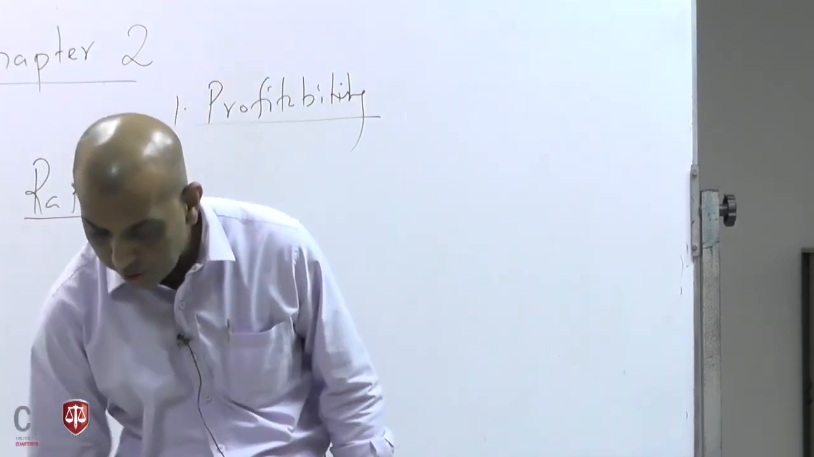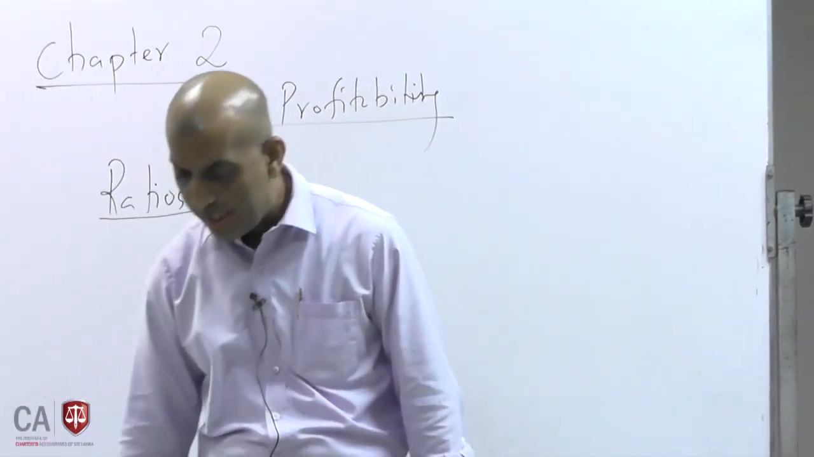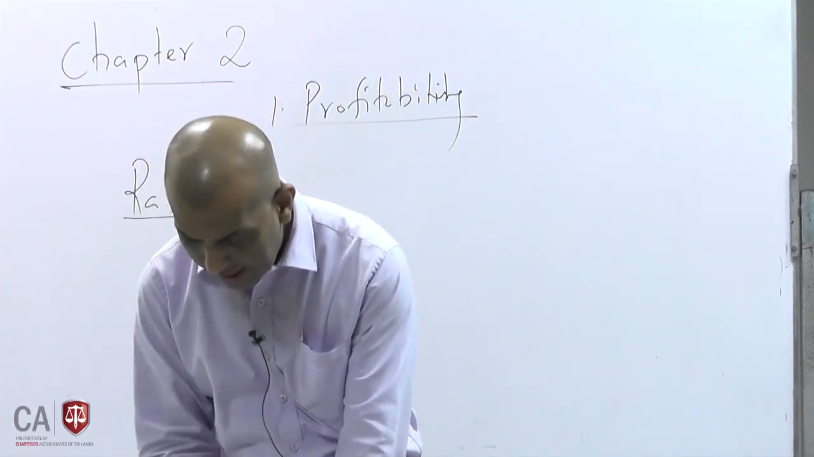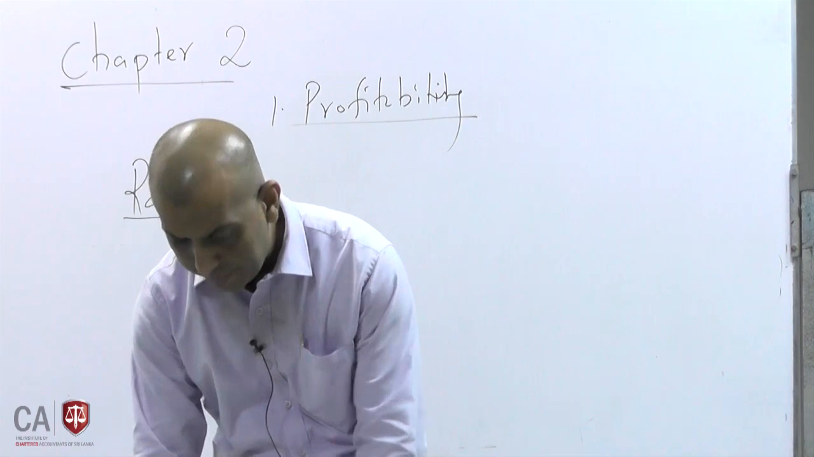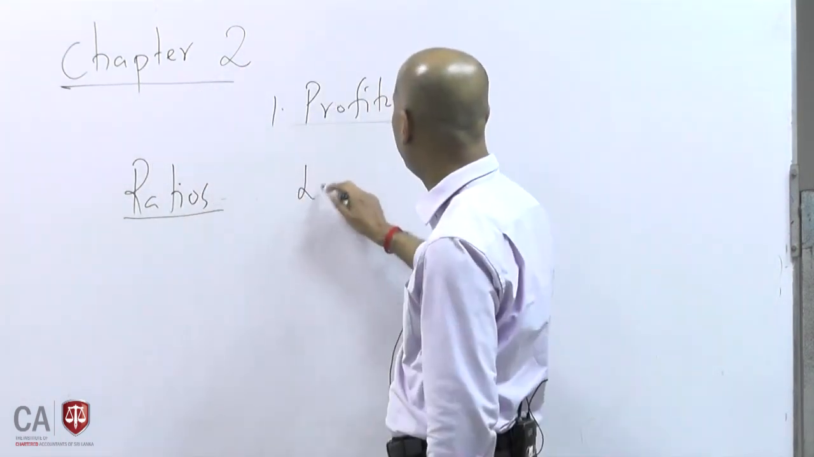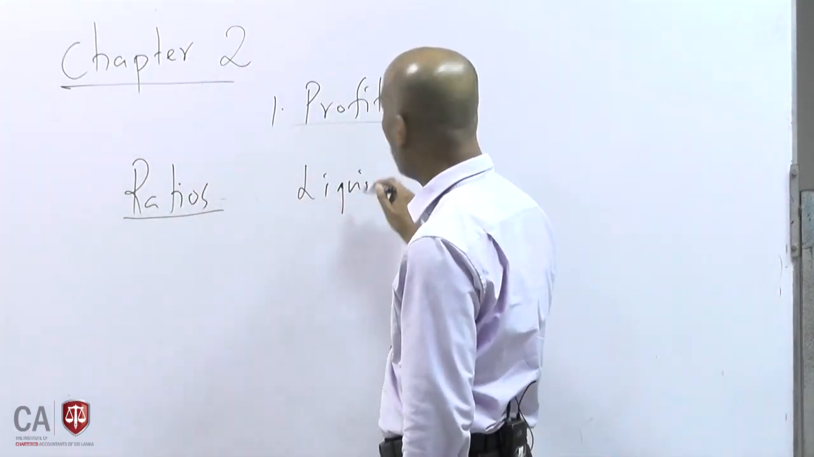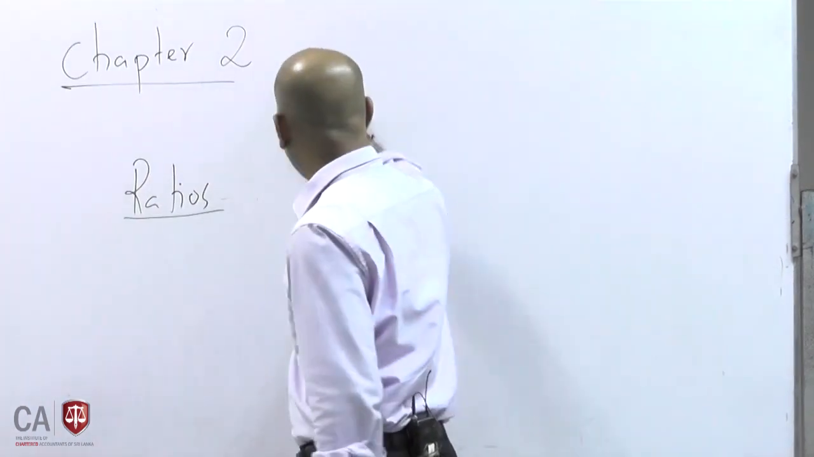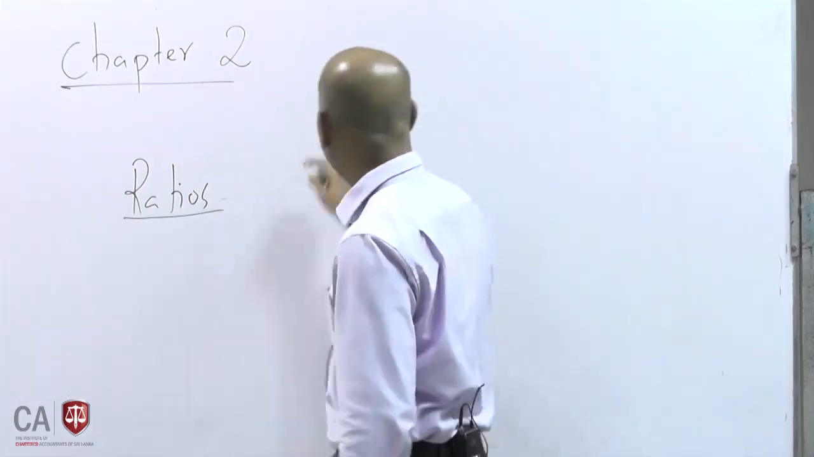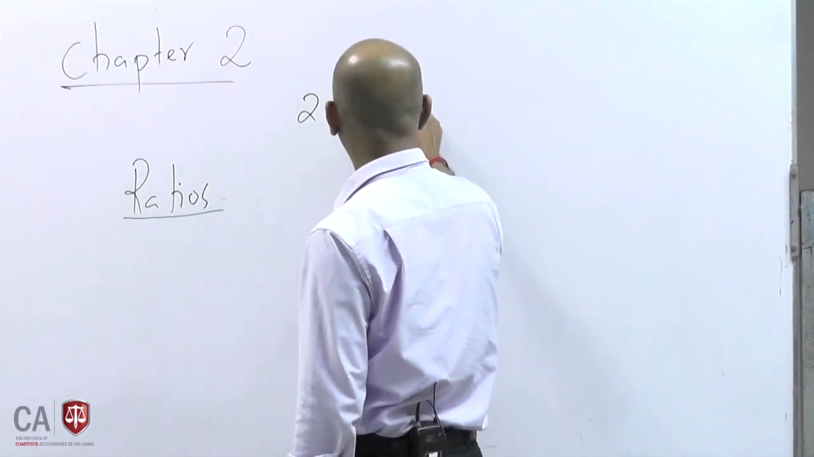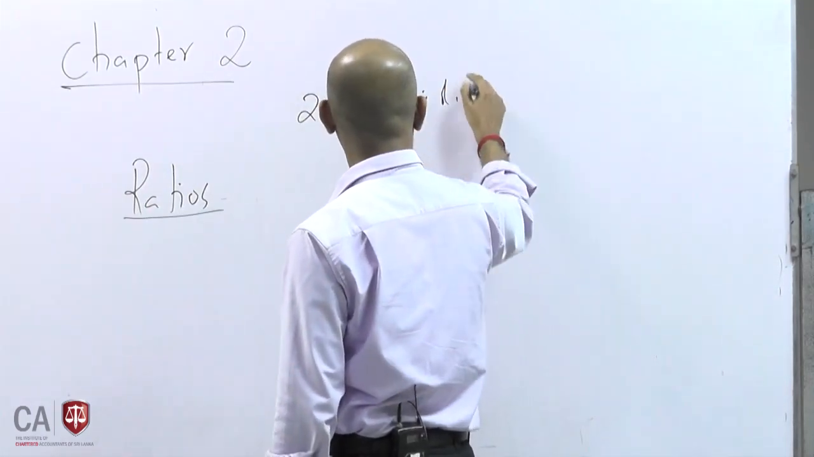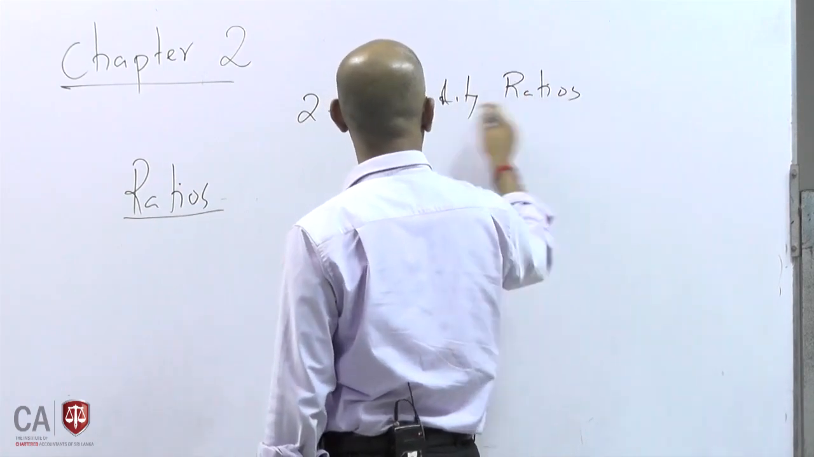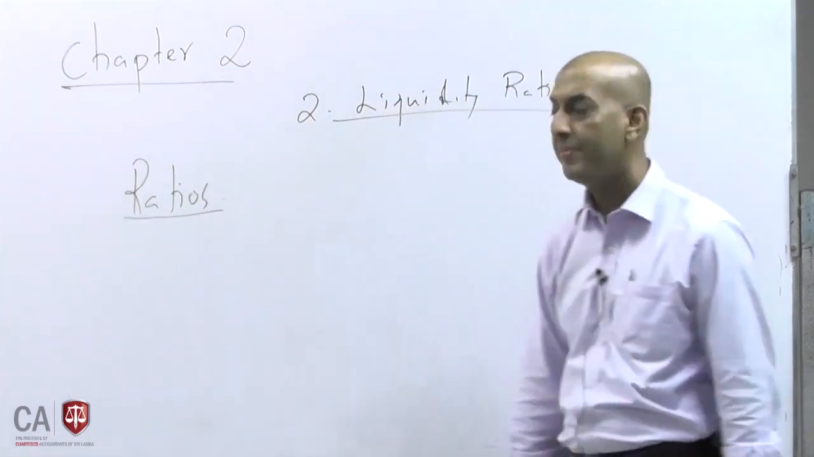Then the second ratio, you will see, is your liquidity ratio. First one we talked about was profitability. Second one is your liquidity ratios. So what is a liquidity ratio?